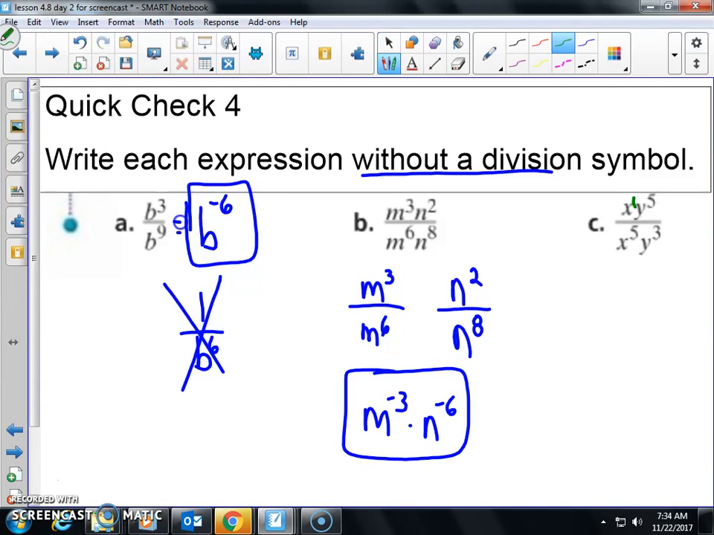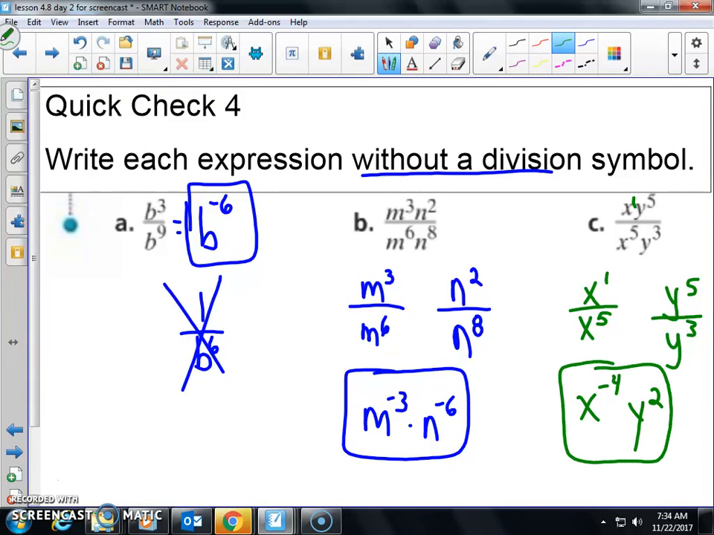When you get to letter C, don't forget that every variable, every number has an exponent. The invisible 1 exponent is right there on that x. So treat it as two separate problems. I've got x's, I've got y's. X's first. Keep the base, subtract the exponents. 1 minus 5 is negative 4. Y's are next. Keep the base of y, subtract the exponents. 5 minus 3 is 2. This is my answer. You can put a multiplication sign if you want.